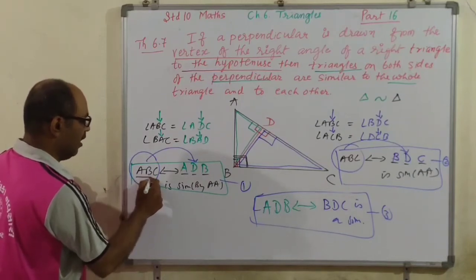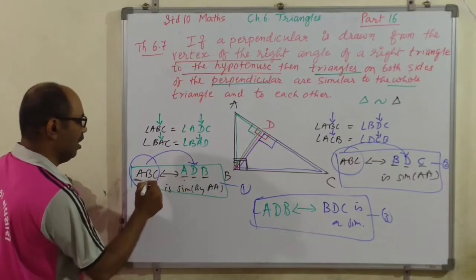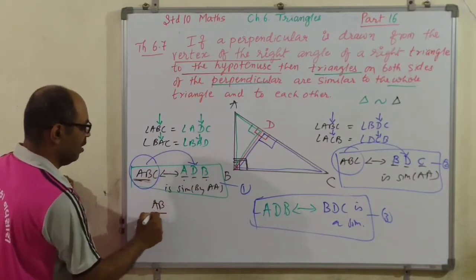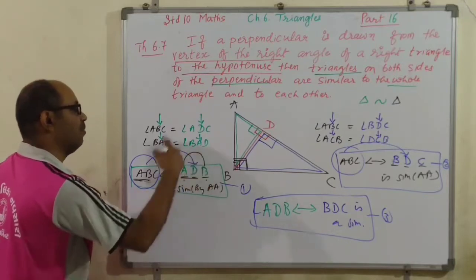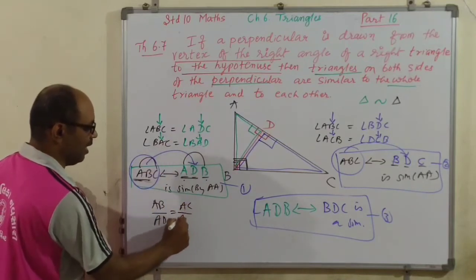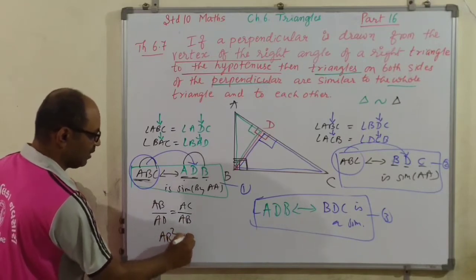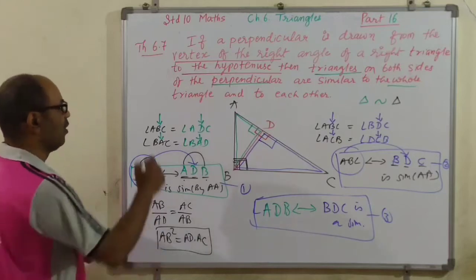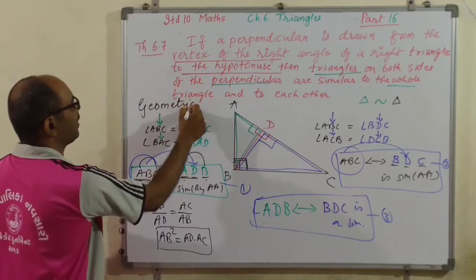Okay. Here, which points are common? A is there in both and B is there in both. So if I pick up AB from here, I'll get AB upon AD. And if I pick up AB from this, here I'll get AC. So that is equal to AC upon AB. If you cross multiply, you get AB square is equal to AD into AC. Very important result. If you remember, I called it geometric mean.